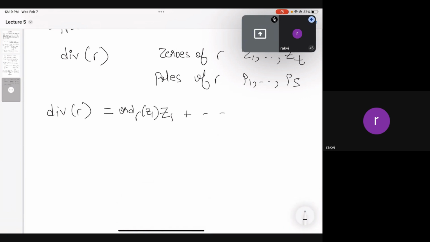So I do that for all the zeros. And then the same thing, I do it for poles, except for poles it will be a negative integer. So the order of T at P1, attach it to P1, and then keep going.